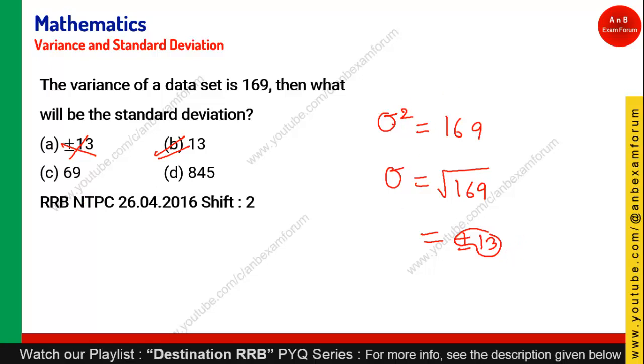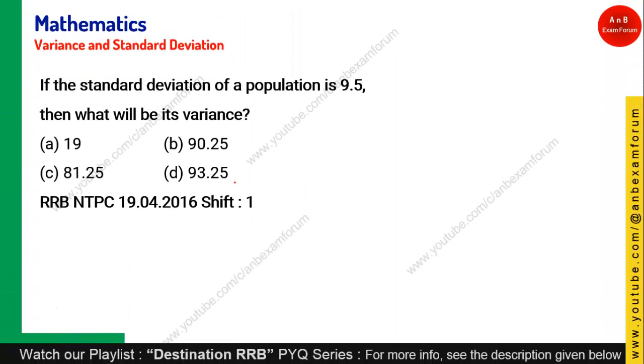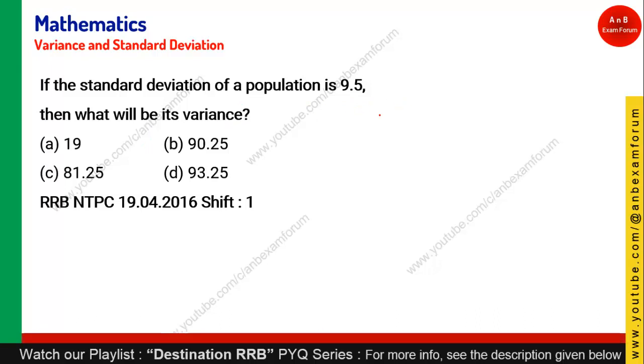There is a straightforward relationship between variance and standard deviation. So option B is the right answer. Let's see the next question. If the standard deviation of a population is 9.5, what will be its variance? This time they have given the standard deviation as 9.5 and you need to find the variance.